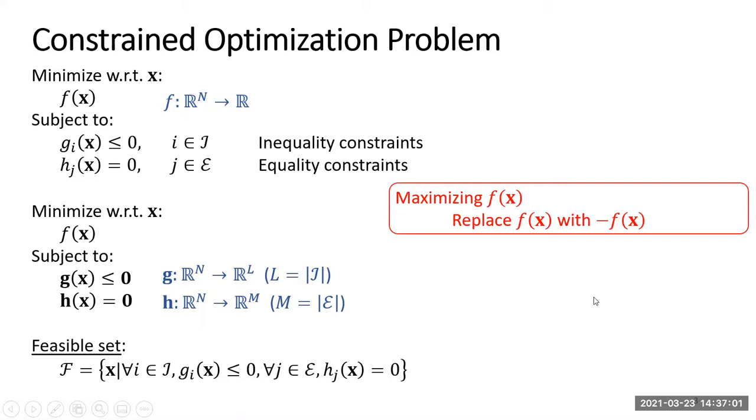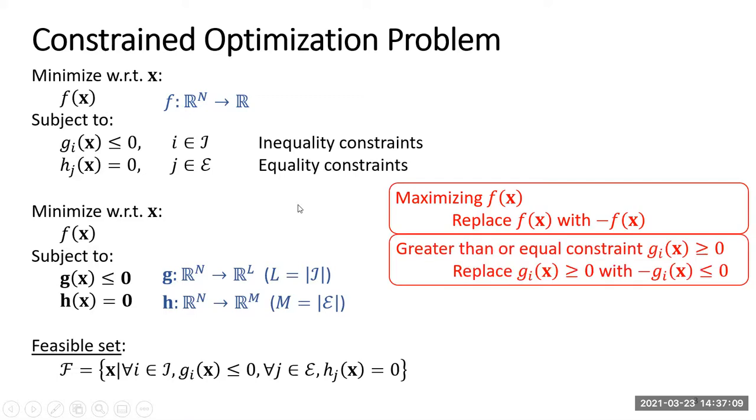If we are trying to maximize a function, then we can easily replace f of x with negative f of x to convert it to this form. If we have a greater than or equal to constraint like this, then we can replace g_i with negative of g_i, and then it becomes a less than or equal to constraint.